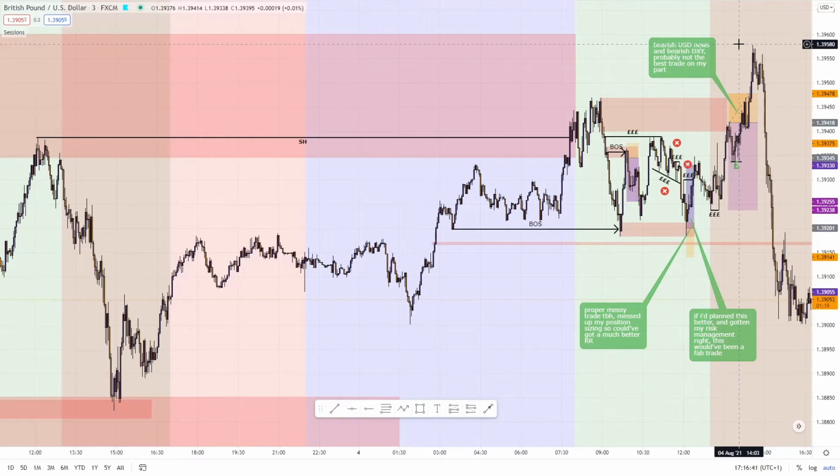A little bit of backstory about pound US dollar. It's been in sort of like a bullish push up for the past couple of weeks. However, this red area that you can see here is an order block. So I was potentially looking for a bearish reaction off that order block.